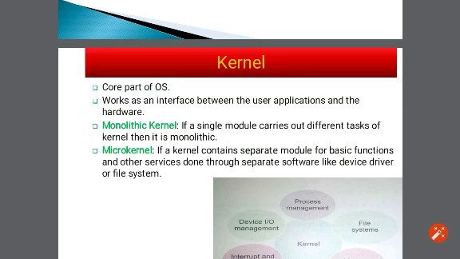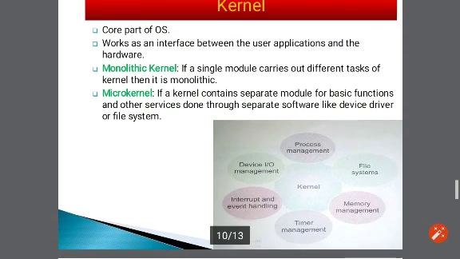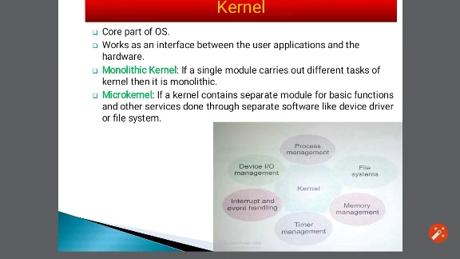Monolithic kernel: if any operating system is having a single module that carries out different tasks of kernel, then it is a monolithic one. We will be studying the different types of work done by kernel in this figure in a detailed manner. But first, we should know what is microkernel. If a kernel contains separate module for the basic functions and other services done through separate software like device driver or file system, then that type of kernel is called microkernel, where they are having two different modules.